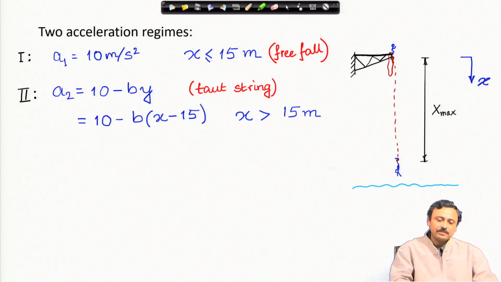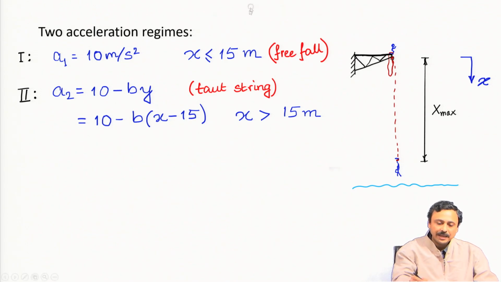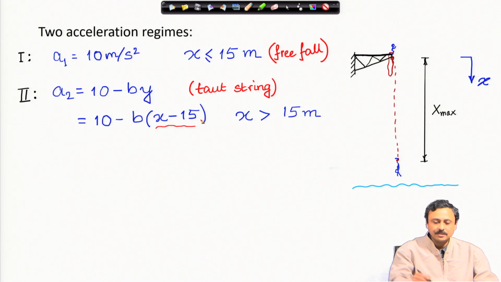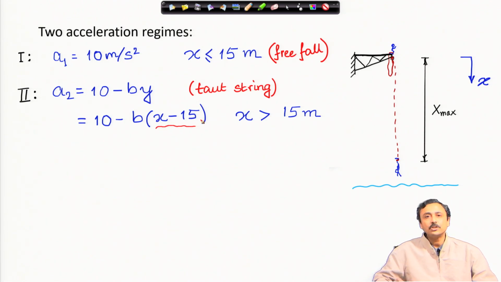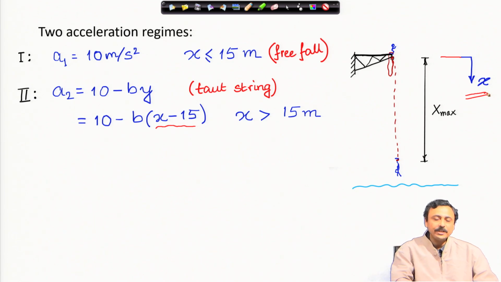Now, here what I have done is, y was the extension of the cord, which I have replaced by x minus 15. So, x is the displacement according to this coordinate system that I have here. It starts from the point of jump. So, beyond 15 meter the stretch starts. So, I have written x minus 15. So, this is valid only for x greater than 15.